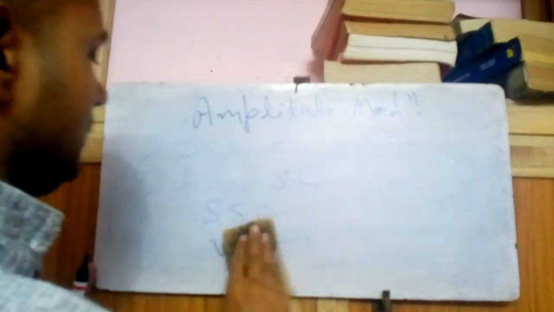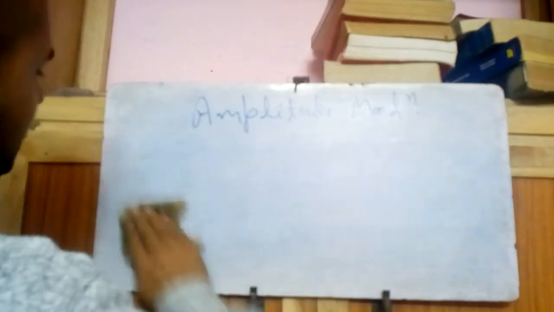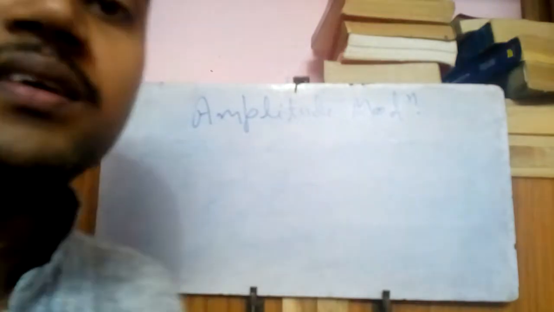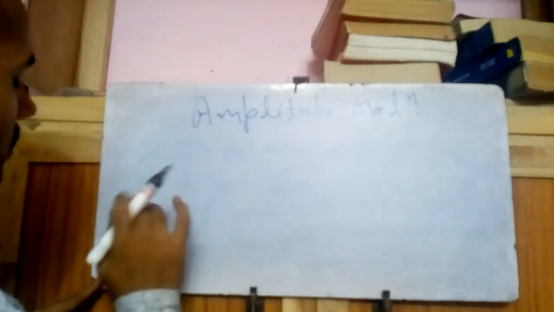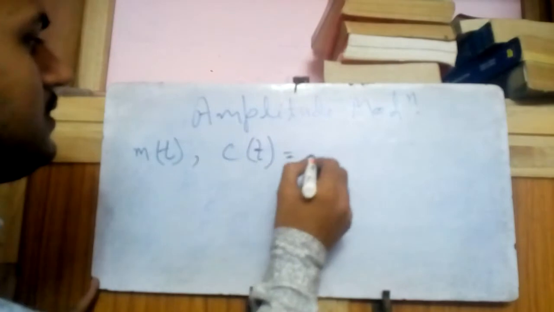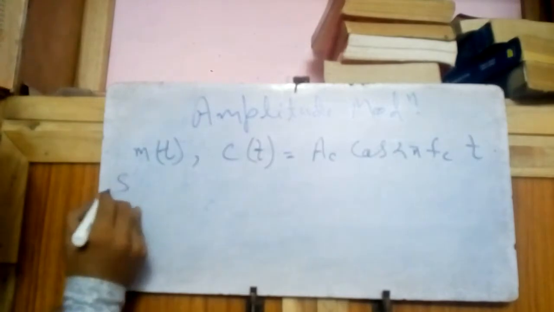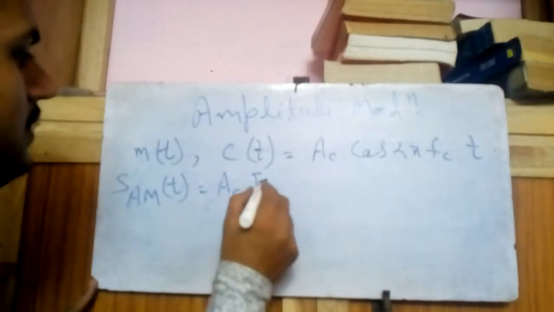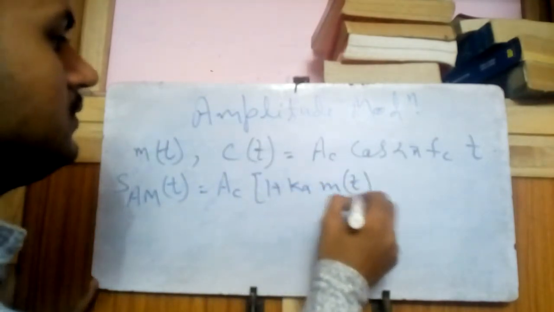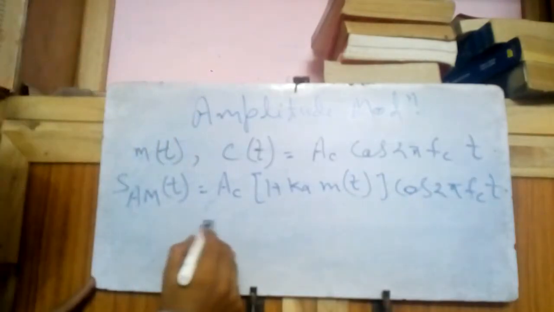So, let's start amplitude modulation. What is amplitude modulation? It is a process in which the amplitude of the carrier is varied linearly with respect to the message signal amplitude variation, right? So if we have a message m(t) and the carrier is Ac cos 2πfct, then the general expression of the amplitude modulated signal is Ac[1 + Ka m(t)] cos 2πfct, right?